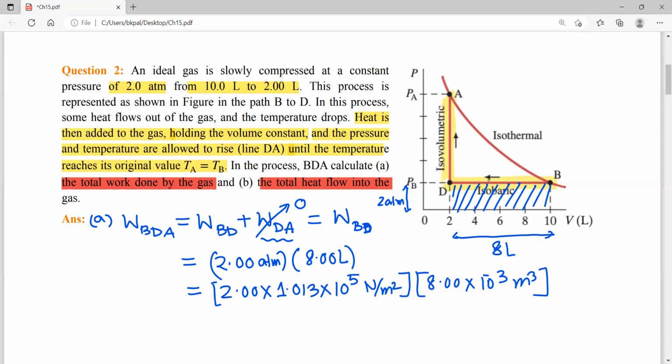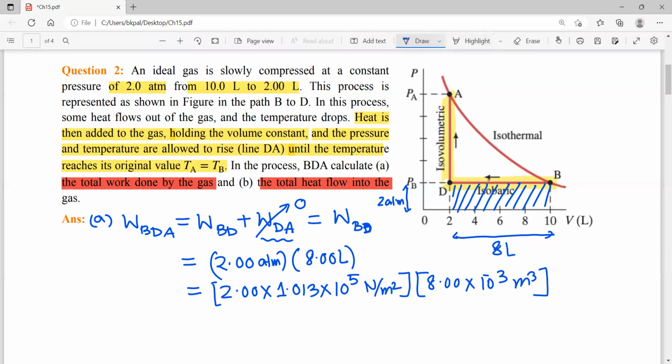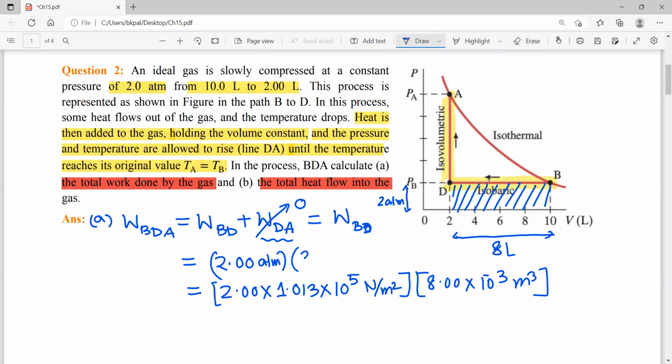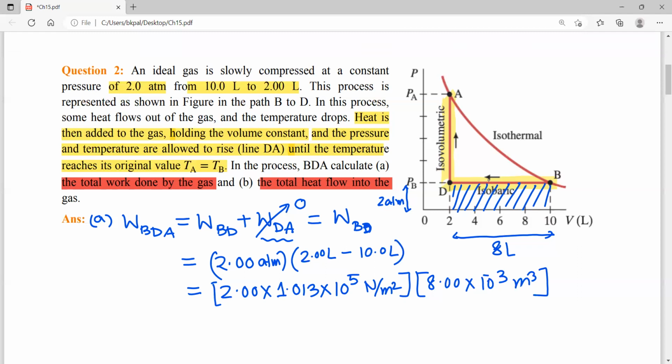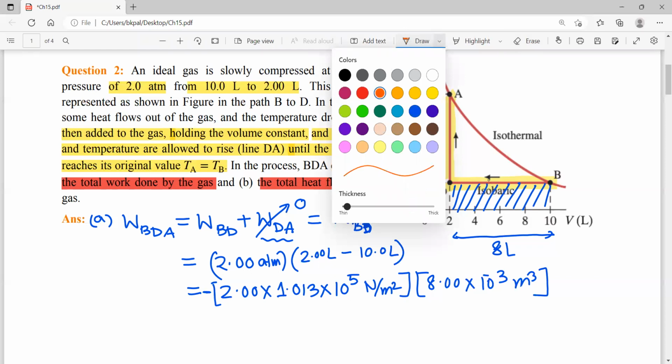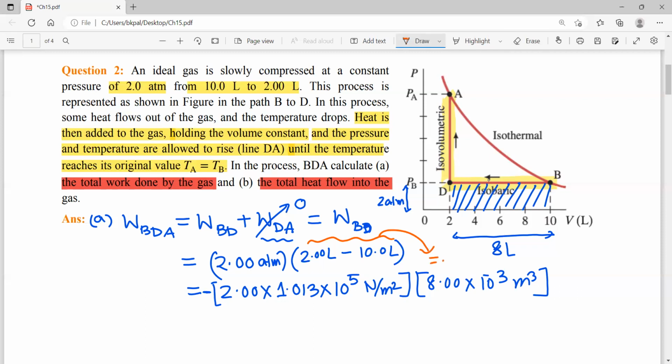Oh, so here, yeah, I made a mistake here, so let me correct it. Here the final volume is 2 liter minus the initial volume of 10 liter. So the change in volume is negative 8 liter. That's why we should have a negative sign here, because this is equal to negative 8 liter.